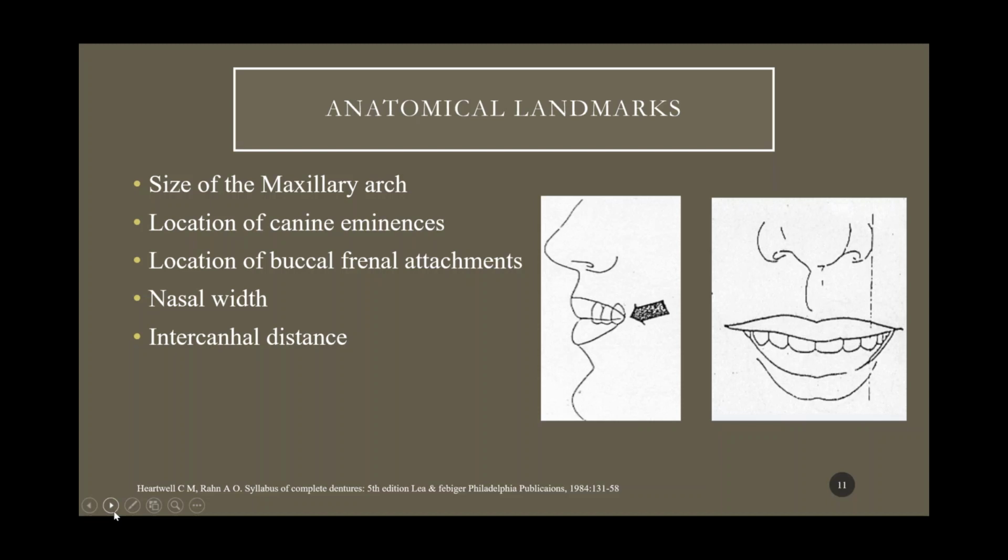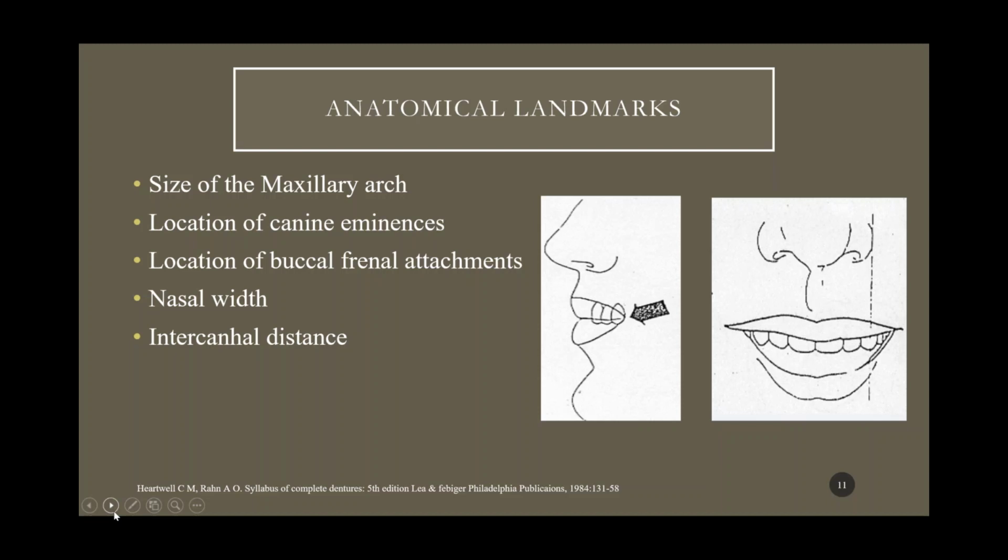Then a ruler can be used to determine the distance between the two canine eminences at their distal side, through the anterior of the incisive papilla, and it is measured in millimeters. This gives the measurement of the combined width of the anterior teeth, the 6 anterior teeth.